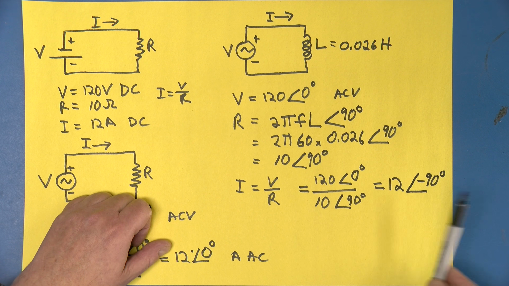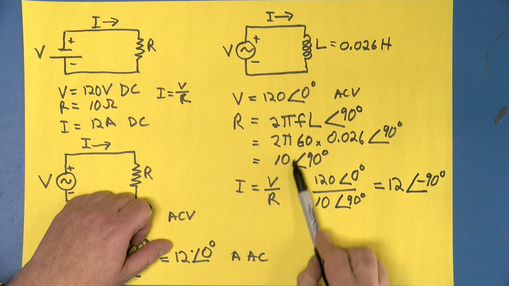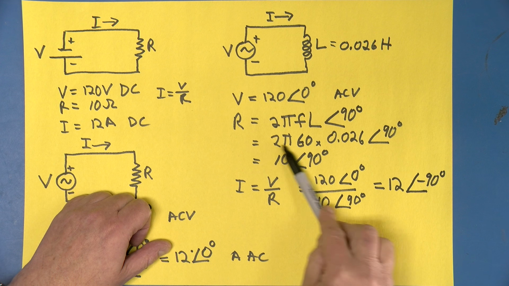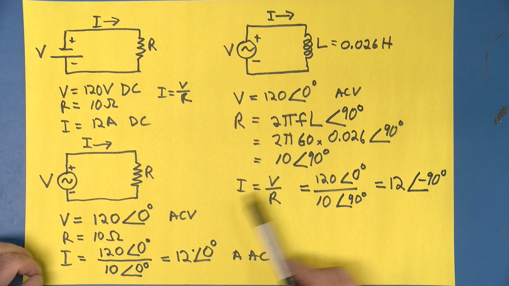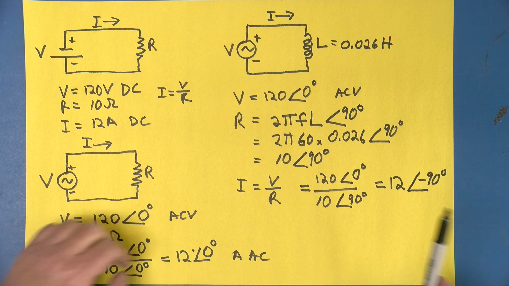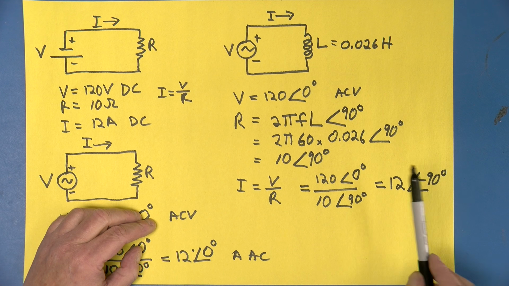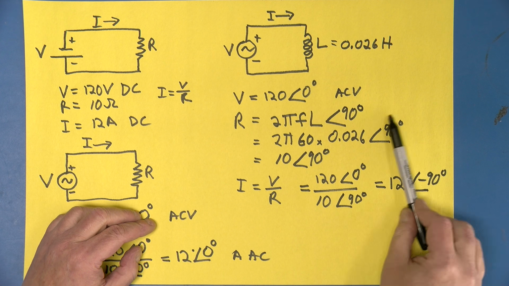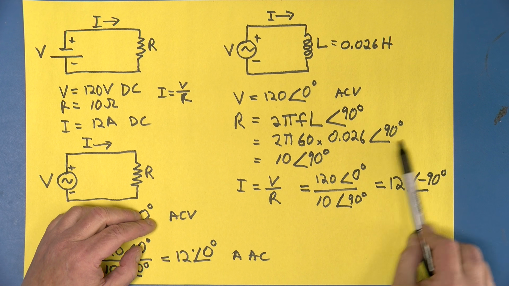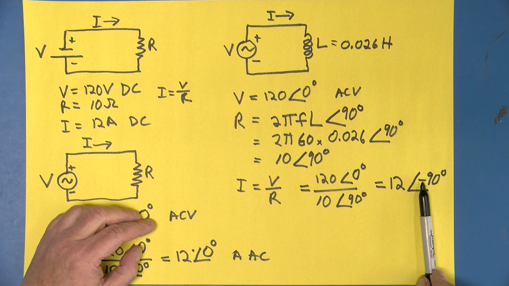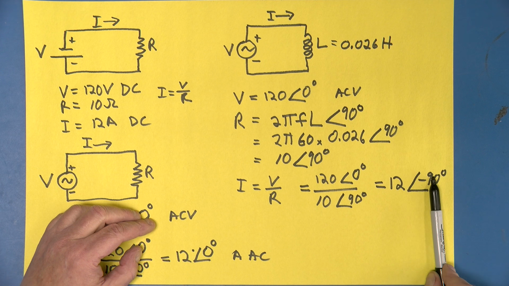And so what does that say? Well, we had a reactance of 10, just like we had a resistance of 10, so we ended up with 12 amps. Because we had a phase angle in the reactance, we ended up with a phase angle in the current.